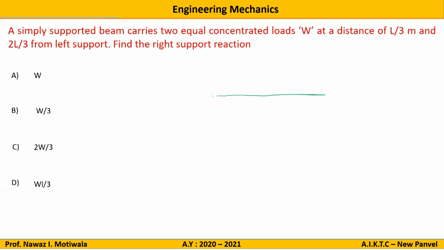So if I make a simply supported beam here, so let us say this is RA and this is RB. The simply supported beam carries two equal concentrated loads W at a distance of L by 3 from the left support and 2L by 3. So this is W, this is also W, and this distance is L by 3, and this total distance is 2L by 3, that means this is L by 3. So the remaining distance will also be L by 3. Find the right support reaction.